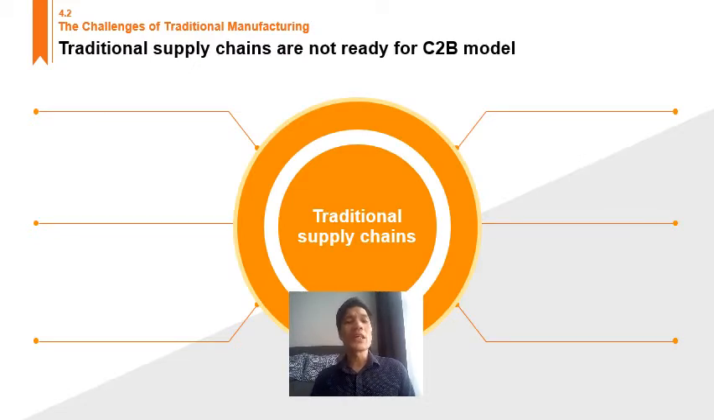So traditional supply chains are definitely not ready for the C2B model. Why? Because there's low visibility of the traditional supply chain. People can't see what's happening behind the scenes. There's a lack of risk control because when the supply chain or the process is threatened, it creates a domino effect to the whole system.